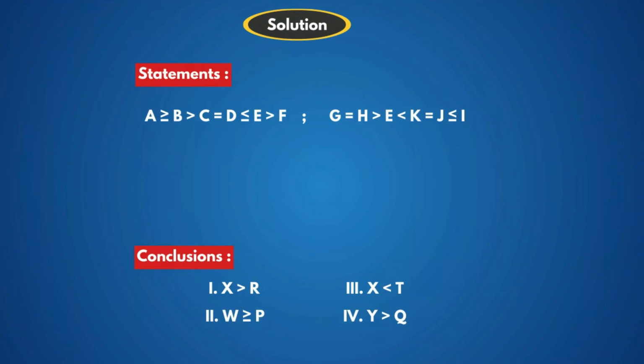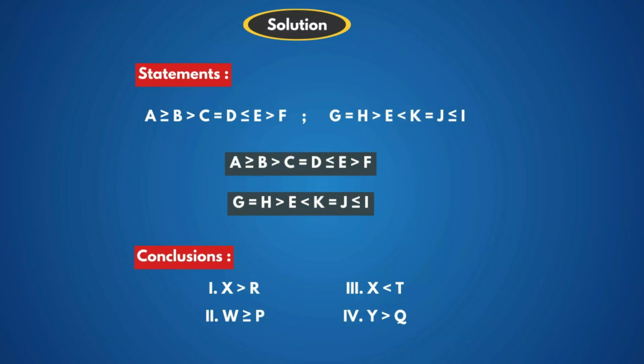Let's see the solution. Here in the question, there are two statements. A greater than or equal to B greater than C equal to D less than or equal to E greater than F. And G equal to H greater than E less than K equal to J less than or equal to I. Let's check with the conclusions. Here we have 4 conclusions. These are conclusion 1, conclusion 2, conclusion 3 and conclusion 4.